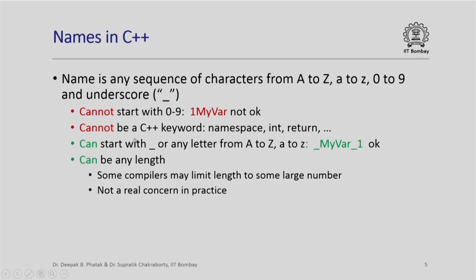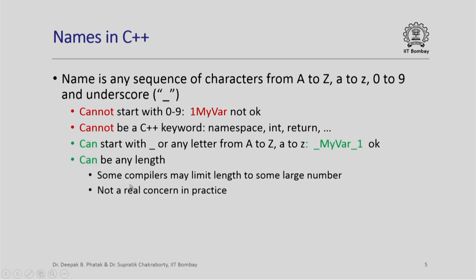Similarly, a name cannot be a C++ keyword. We have already seen certain keywords like namespace, int, return and so on. So you cannot use any of these keywords. Although they are a sequence of characters from the allowable characters, because they are reserved keywords, they cannot be used for names. A name can start with underscore, or it can start with any letter from uppercase A to uppercase Z or lowercase a to lowercase z. For example, you can have a variable named like this, _myvar1. A name can usually be of any length.